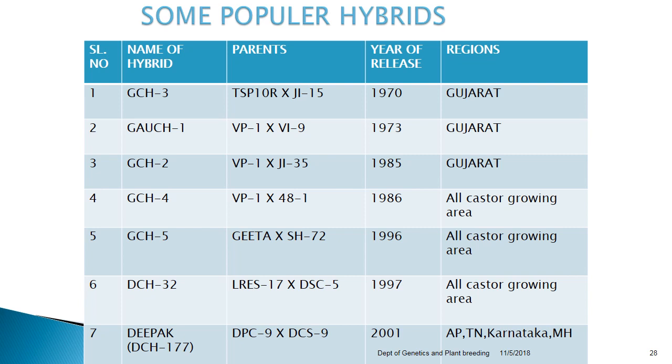Deepak was a cross between DPC9 into DCS9, released during 2001 for the regions of Andhra Pradesh, Tamil Nadu, Karnataka and Maharashtra.